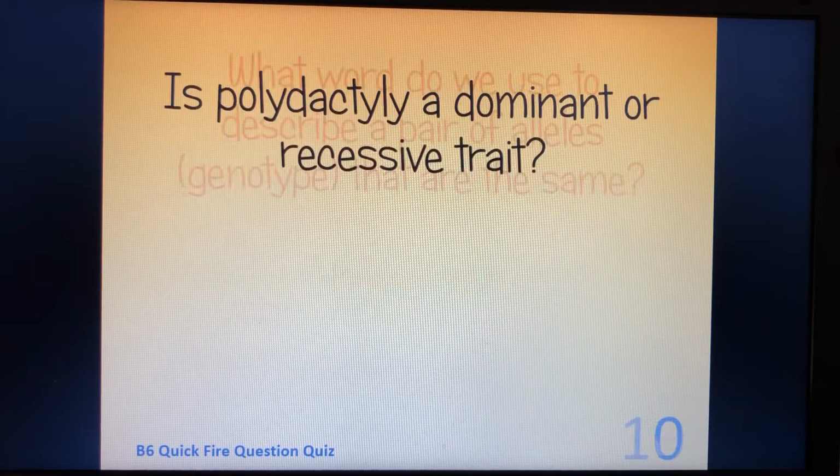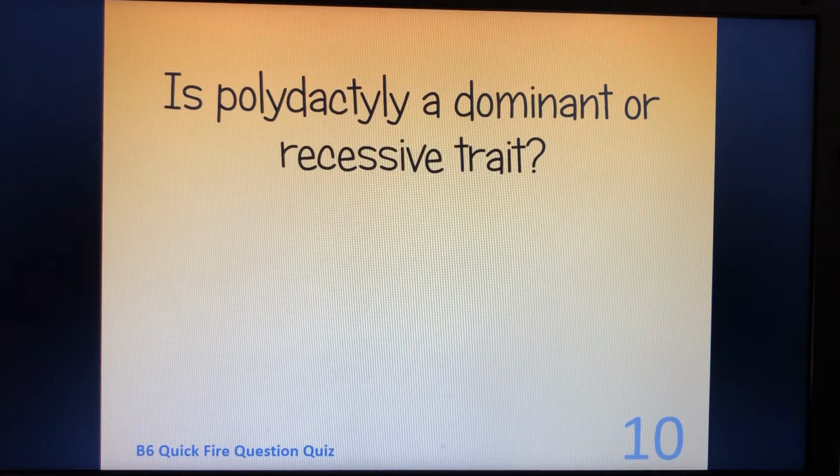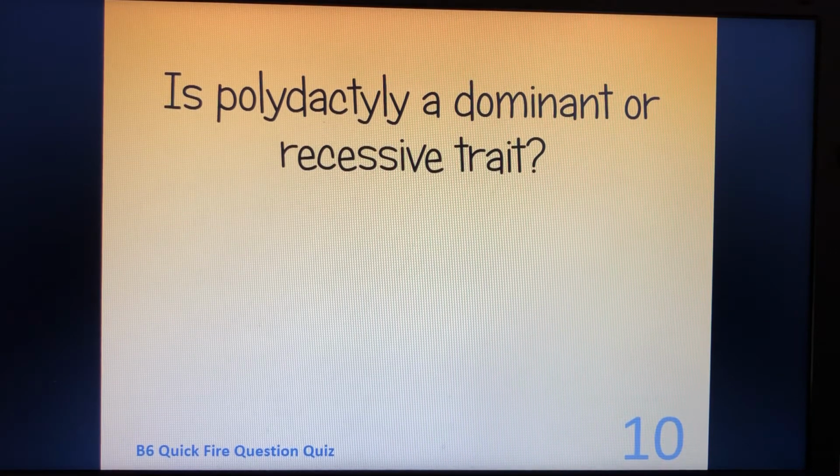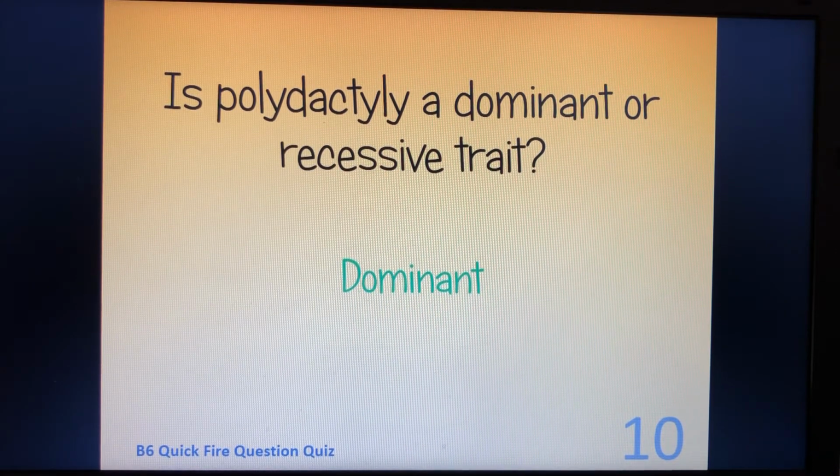Question 10. Is polydactyly a dominant or recessive trait? So we've got a 50-50 here. Is polydactyly, having an extra finger or toe, a dominant or recessive trait? And the answer is it's dominant. So we need one of the dominant alleles in order to get it.